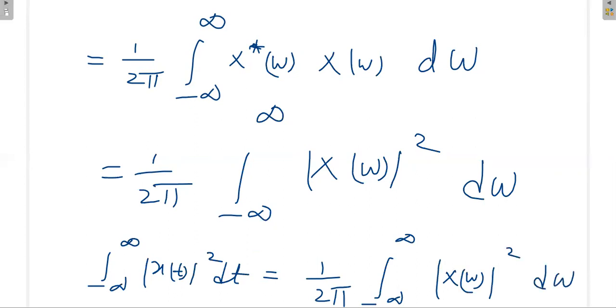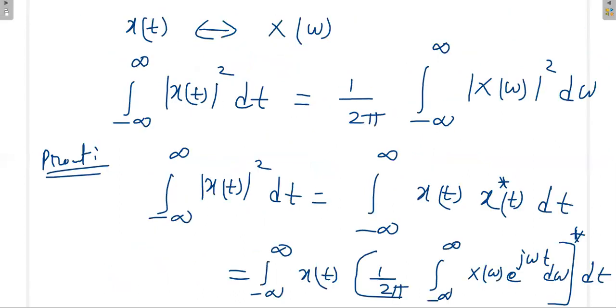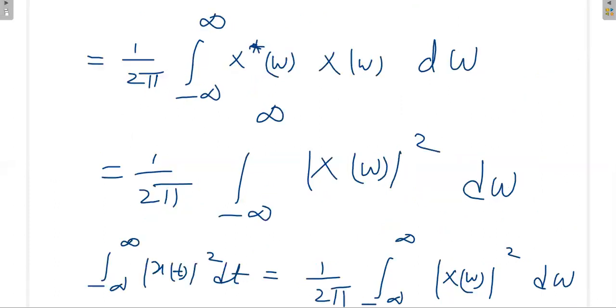Again, if you see carefully here, this formula is applicable only for energy signal, because for the time domain signal we are calculating the energy. Okay, this may not be directly applicable to the power signal. So this formula may be valid only for the energy signal. Next, modulation property.